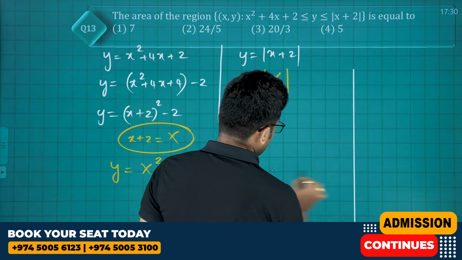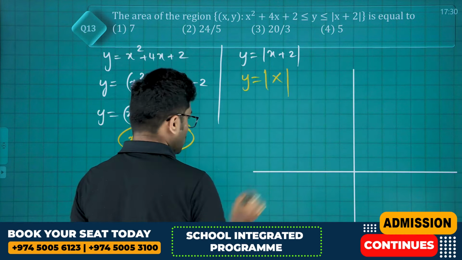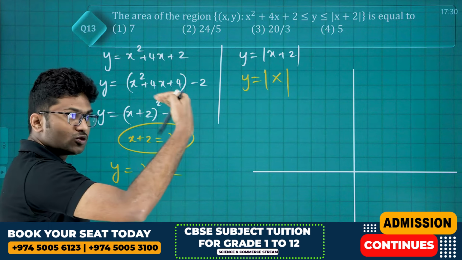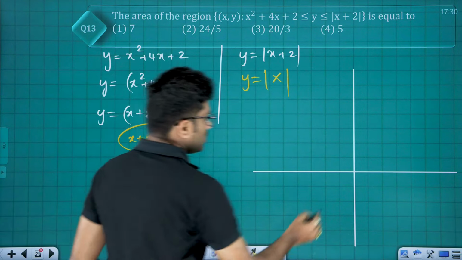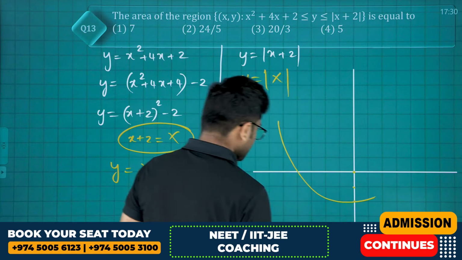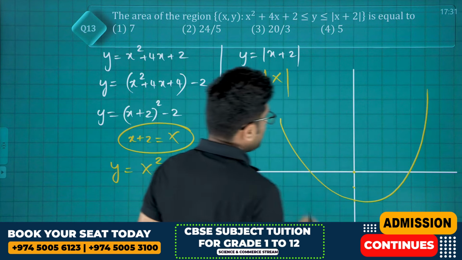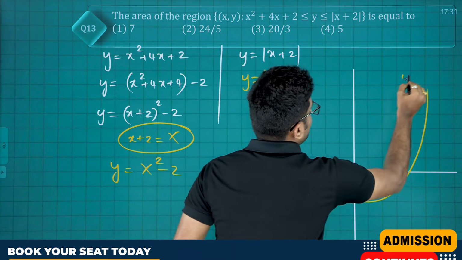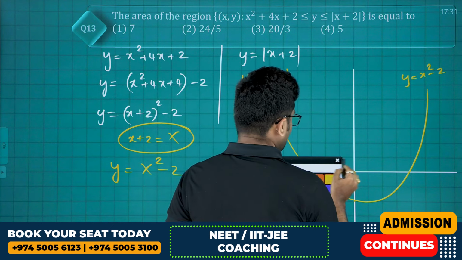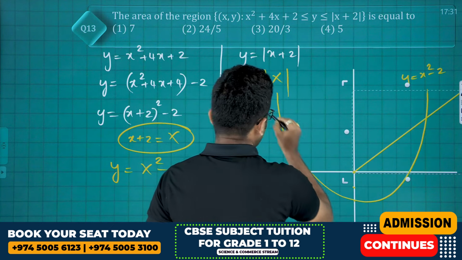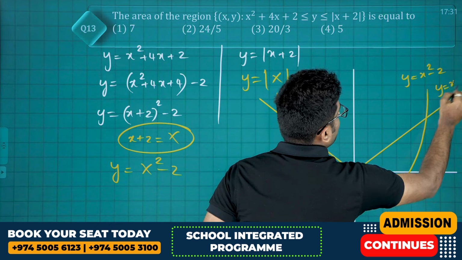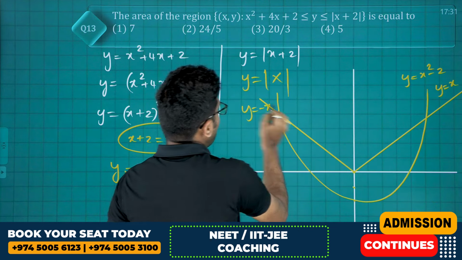y equals X square minus 2 is clearly X square. See, y equals X square we know. Minus 2 means 2 units shifted downwards. So this is the graph of y equals X square minus 2. Next, the mod X graph we know. So this is the graph of y equals mod X. That means here it is y equals X, and here it is y equals minus X.